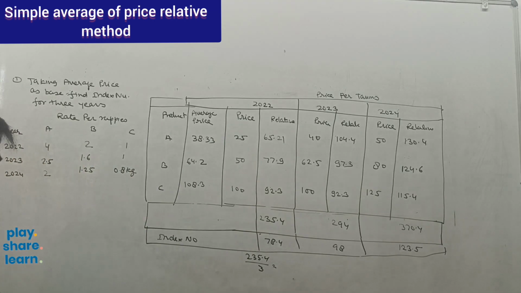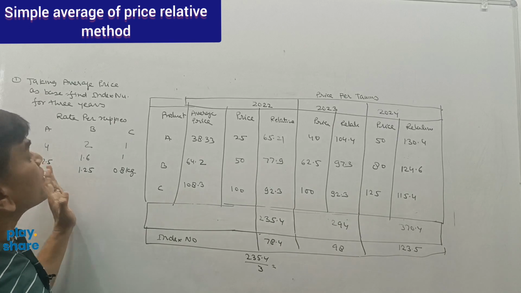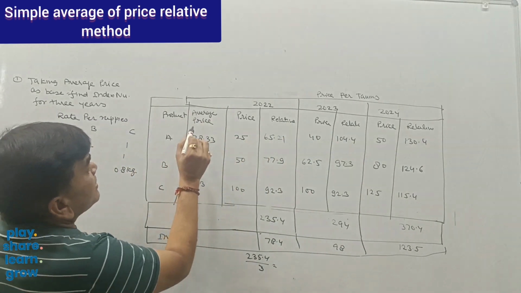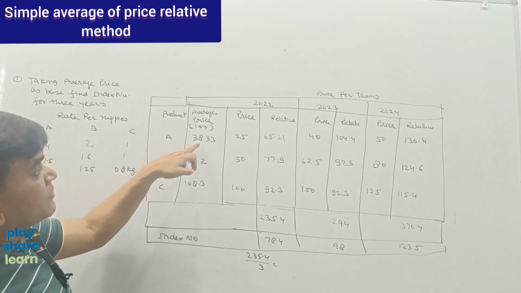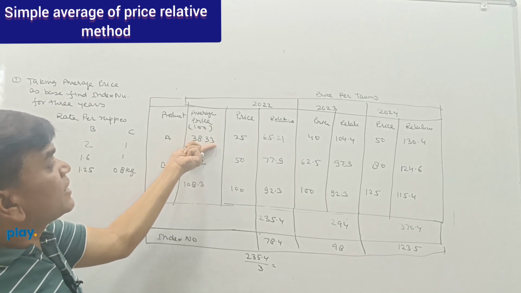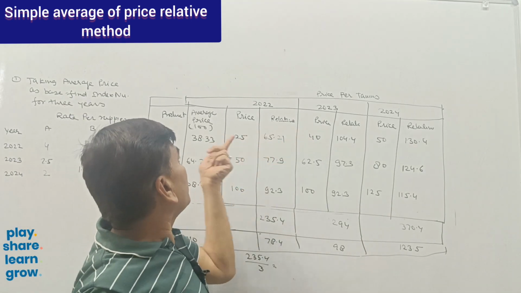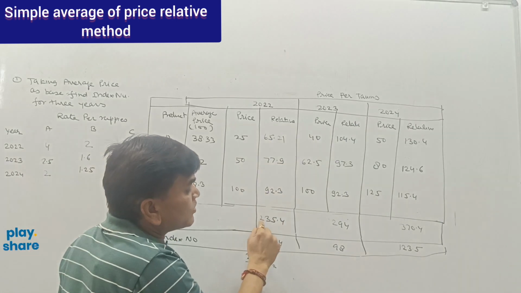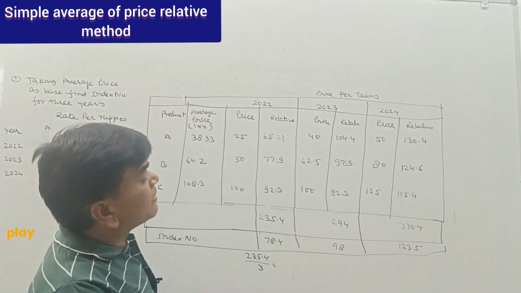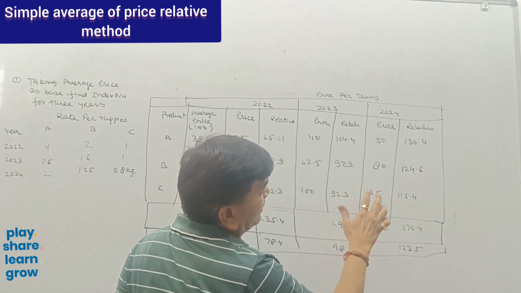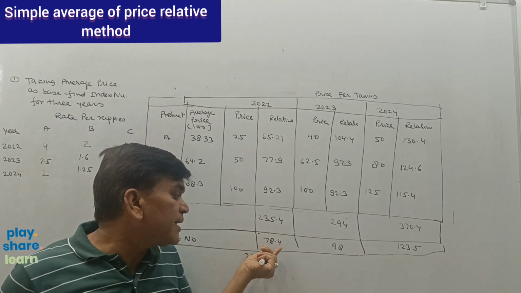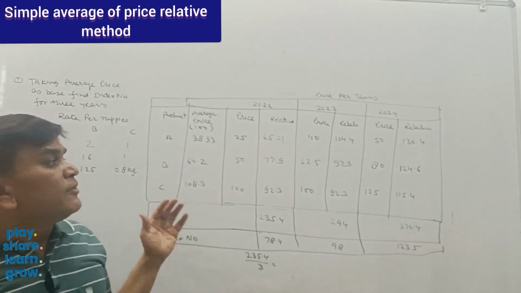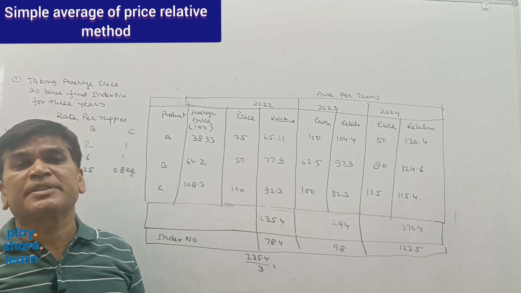So with the help of this, we can calculate the average price index. What we have done, firstly we changed price into per ton, then took the average, and treated this average as 100 for getting the relatives. So 25 divided by 38.3 multiplied by 100, 40 divided by 38.3 multiplied by 100. Then we added the relatives for 2022, which is 235.4, and for 2023, and took the simple average. So this is the index number for 2022, this is for 2023, and this is 2024. With this method we can calculate the simple price relatives.